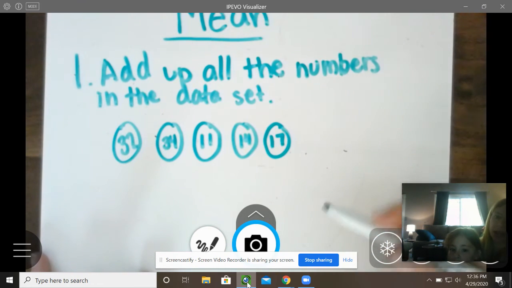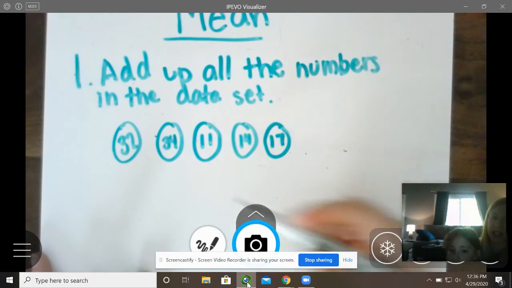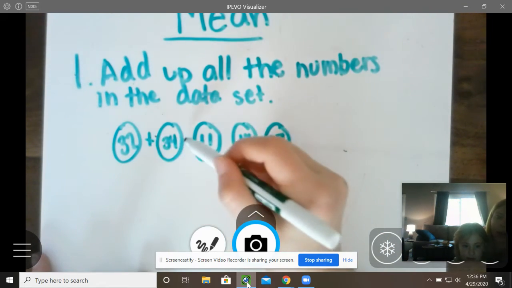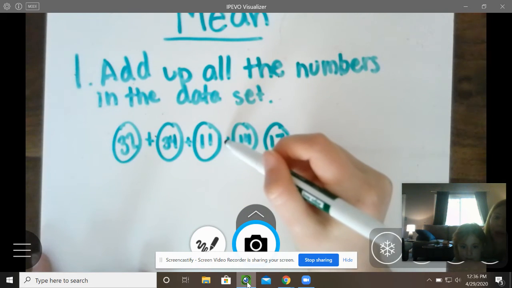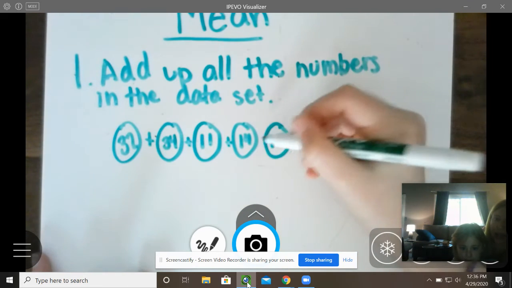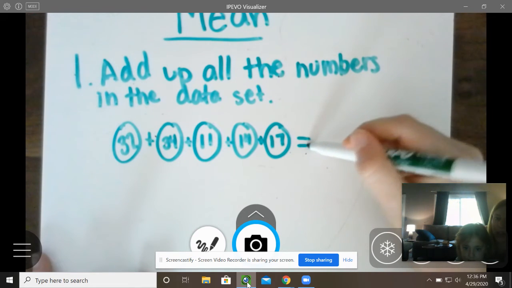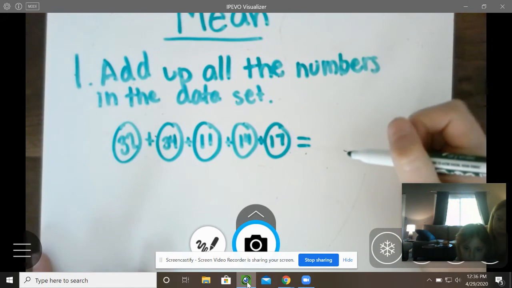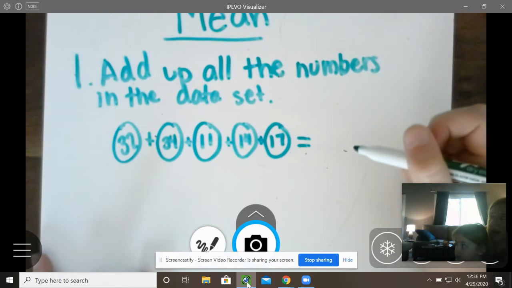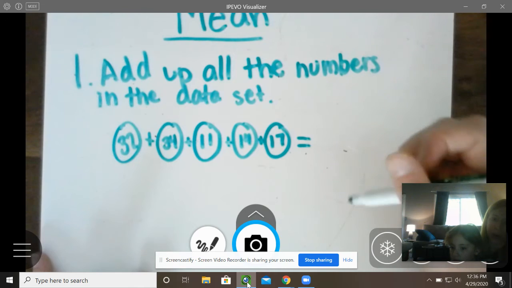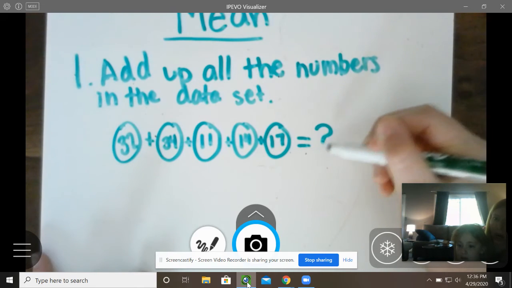Now you would find the mean by adding up the total of the numbers that you have. So 32 plus 34 plus 11 plus 14 plus 17. Then you'd write the total next to the equal sign. I'm going to let you do that to make it fun. Once you find the total, whatever it is, you can put a question mark.